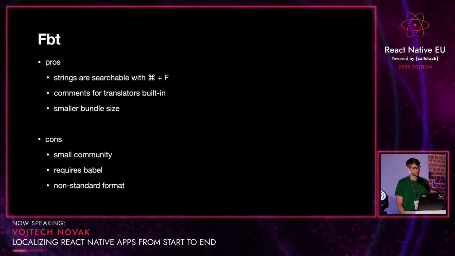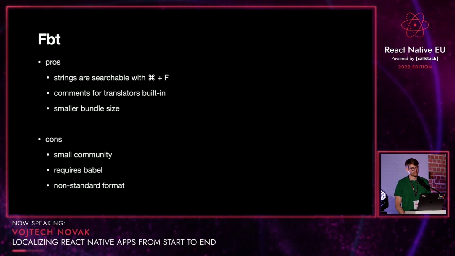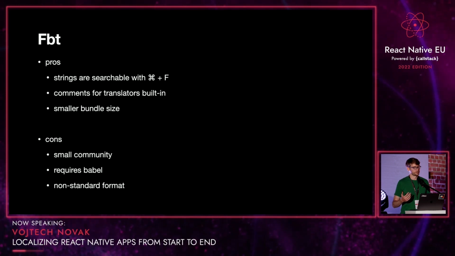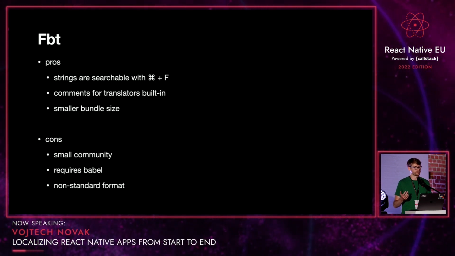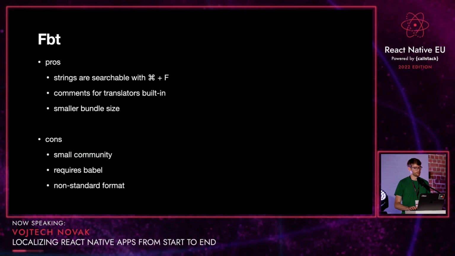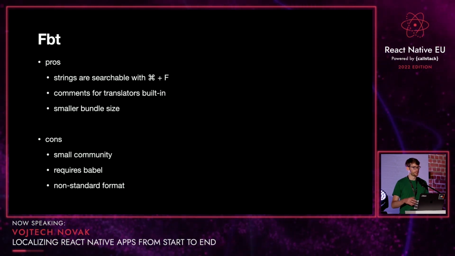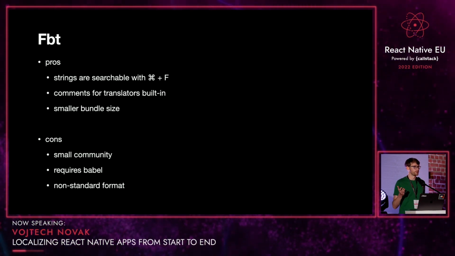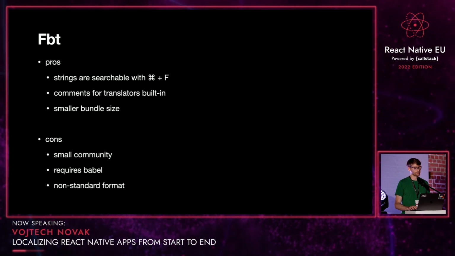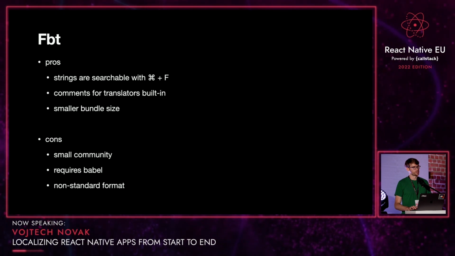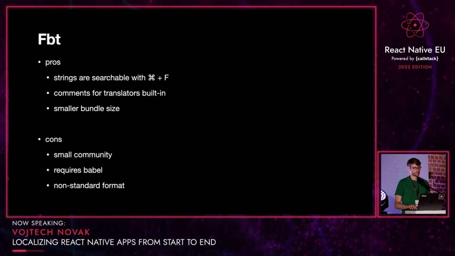But there are some cons, as we have seen before. The community is much smaller. It requires Babel to extract the sentences out of the strings. So maybe if you're using SWC, you will not be able to use it. And Facebook has developed their own file format that serves their needs. And as I was looking at different translation tools, I think probably only Crowdin supports the FBT file format. Otherwise, if you send it to some translator, they will probably say like, "Oh, I've never seen this before."